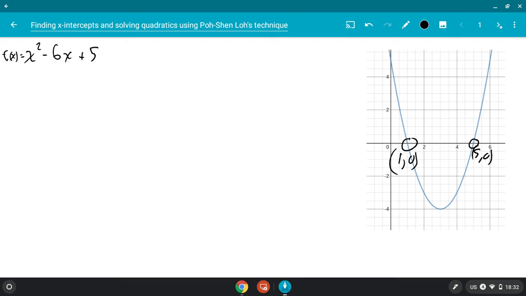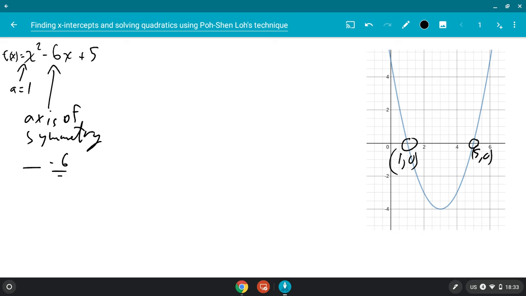The first idea is to remember that, assuming that a equals 1 (if a doesn't equal 1, we need to divide by what a is, the coefficient in front of the x squared), we have this coefficient of the linear term, negative 6x. And we remember that the axis of symmetry is the negative version of whatever that number is, over 2. So in this case, it's positive 3. So the axis of symmetry is x equals 3.